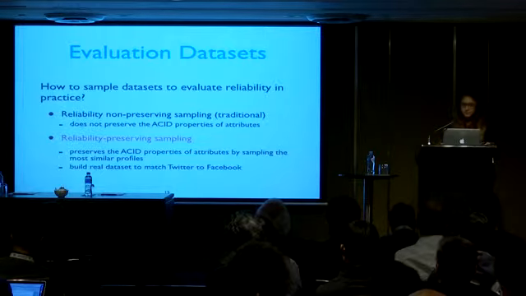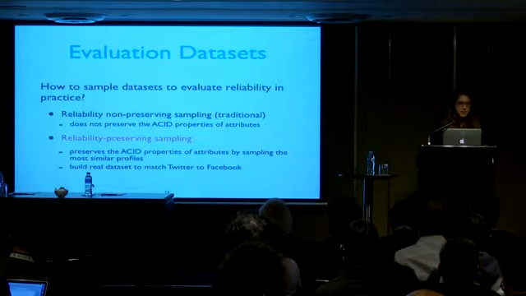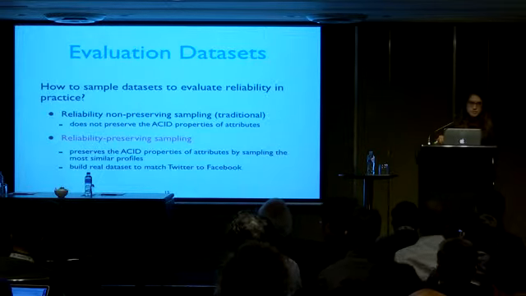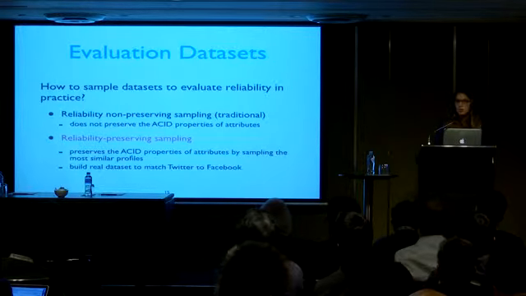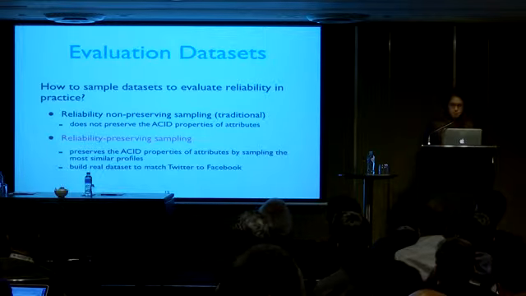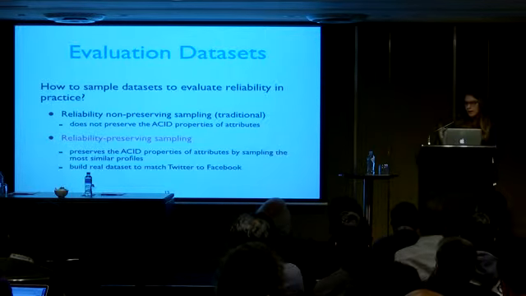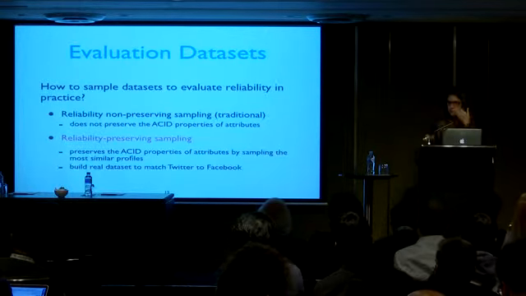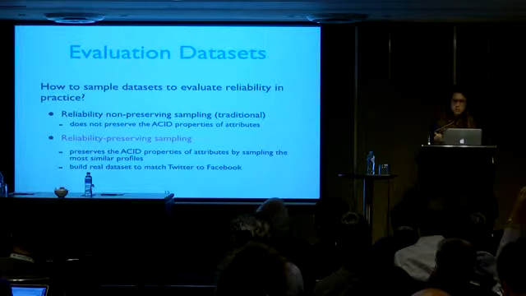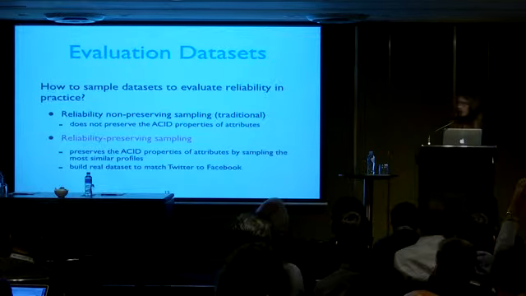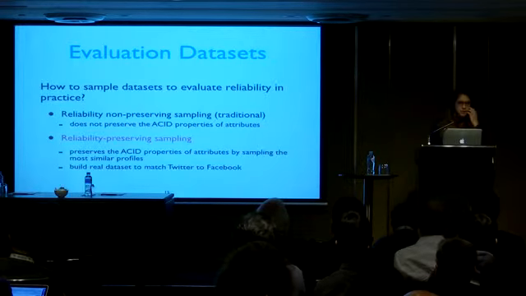then you will have a bad estimate of the reliability in practice. So I will not go into details, but we propose this reliability preserving sampling that keeps the ACID properties of the original social networks by sampling all the profiles in the target networks that are similar to the source profile. And we apply this technique and gather data in real social networks to match Twitter to Facebook accounts, and we have about 1,000 matching accounts and more than 300,000 non-matching accounts.